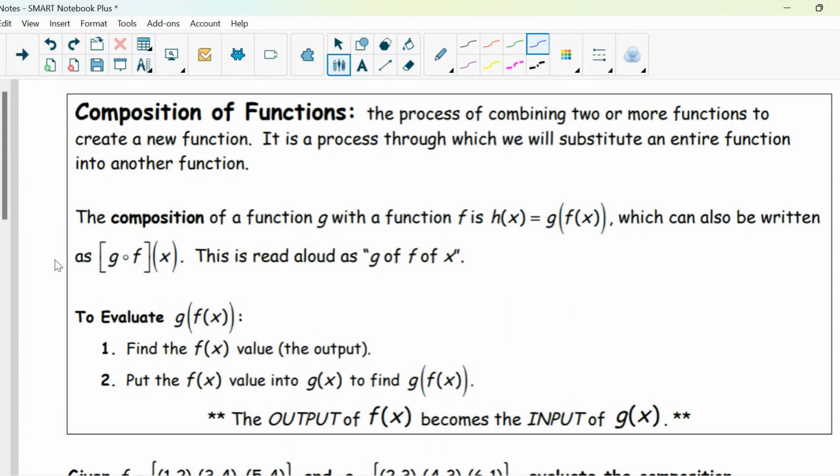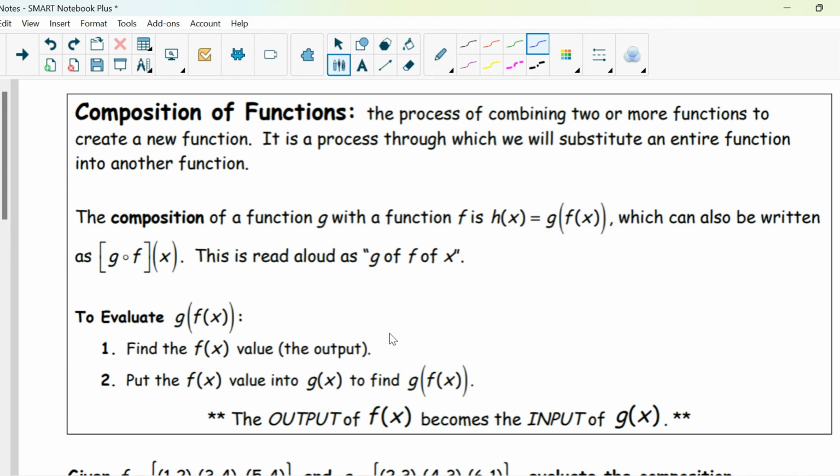All right, so next up, we have composition of functions. Composition of functions is the process of combining two or more functions to create a new function. It is the process where we substitute an entire function into another. There are two ways to write composition. The first one is represented like this, where we are composing the function g with a function f of x. This can also be represented as g of f of x. That's how we read it.